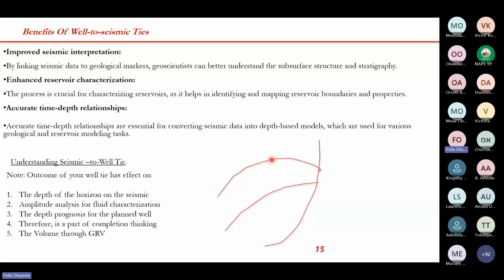Okay, so this event is a 4-way closure. If I remove this fault, hydrocarbon can still stay here because you have a 4-way closure. But the next event is a fault-dependent closure. If I remove this fault, the hydrocarbon that is here would have migrated away. That's the first thing we need to know. Number two, if I draw a straight line here and generate my GRV, I will have a bigger GRV from here than when I use this one and draw this line and generate my GRV. What have we done?